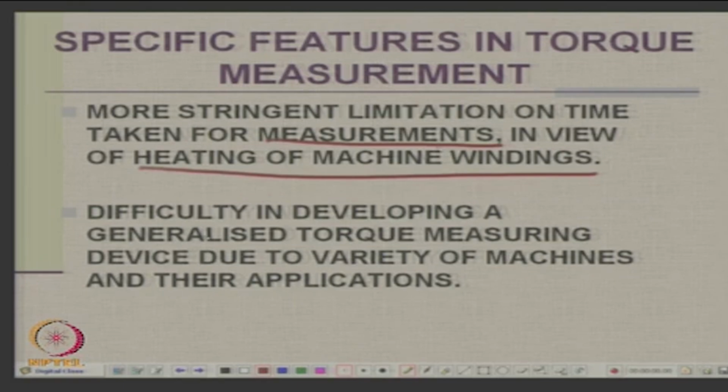Now, a generalized torque measuring device is difficult due to the variety of machines and their applications. An ammeter or voltmeter can be easily made, but torque measurement is always a big problem. Because what is the torque? Torque is the force to which the shaft is subjected, and that will go on changing with the speed and with the type of machine. Some will have a smooth torque, some will have torque pulsations. So all these problems are encountered in the measurements.